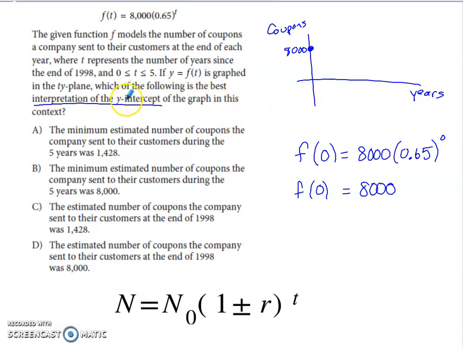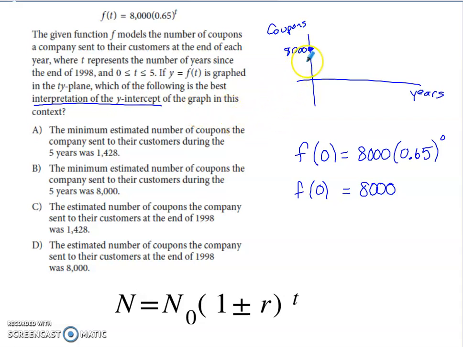What is the best interpretation of the y-intercept of the graph within this context? Now, if you think about this function, which is already built for us, we have 8,000 as the initial amount of coupons being distributed. Because this is smaller than 1, we can hopefully realize that they're going to decrease the number of coupons that they're going to pass out yearly, right? We had 1 minus something here rather than 1 plus, and then we're raising that to the t power. How do we make sense out of the y-intercept?